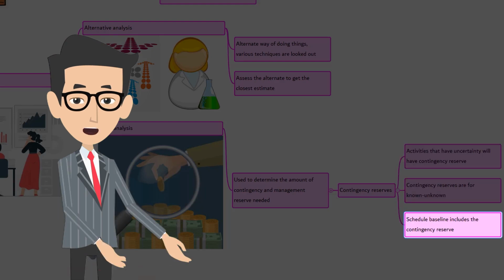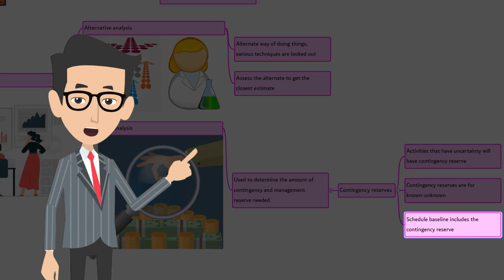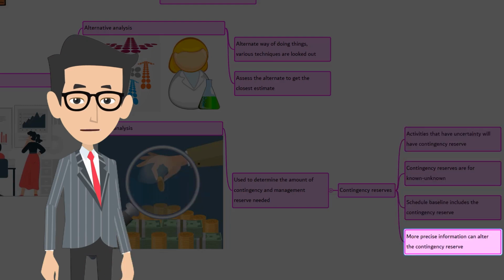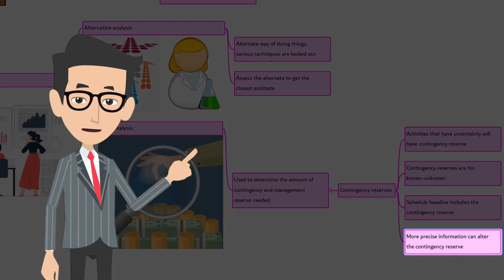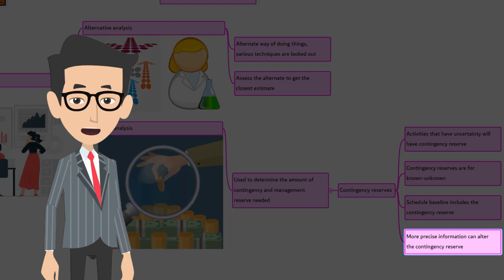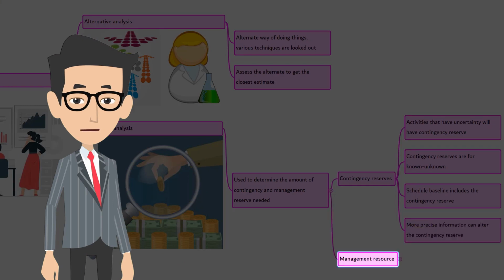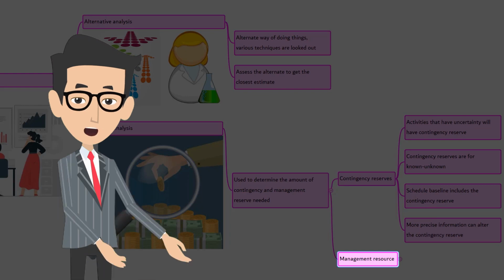Remember, the schedule baseline includes the contingency reserve. When more precise information is available about the activity, the contingency reserve will be modified. They may get reduced or increased or may be completely eliminated. Now, management reserve. During the estimation, even the management reserves also need to be calculated.